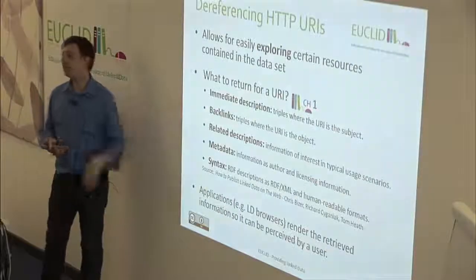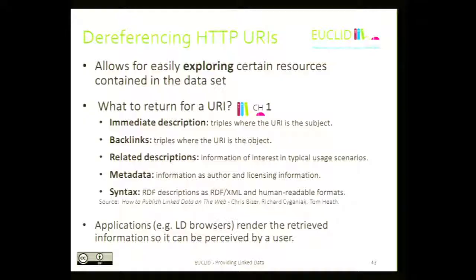So we might ask ourselves, well, what actually should we return? Checklist here of possibilities. We could just give back triples, so RDF relationships, where the thing that was asked about, the thing with the URI that was asked about, is the subject. So you could call those immediate descriptive relations. On the other hand, we might like what you could call backlinks, what the paper quoted did call backlinks, which is those relationships where the thing that you asked about is the object. So who's related to this thing?